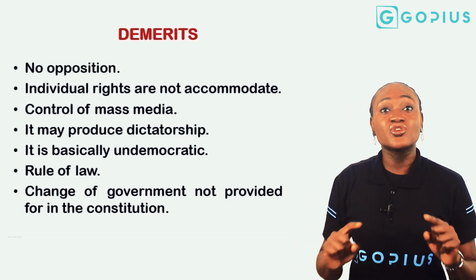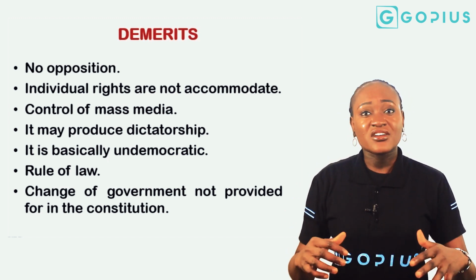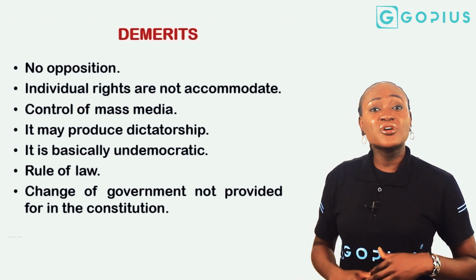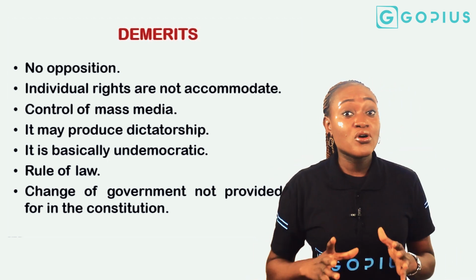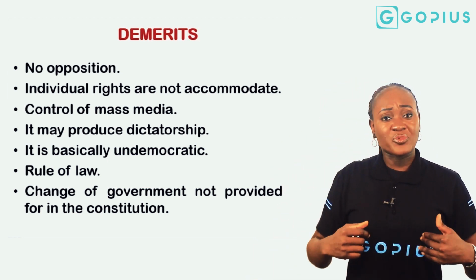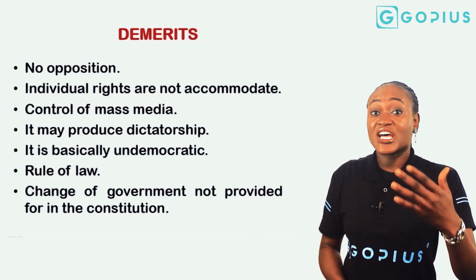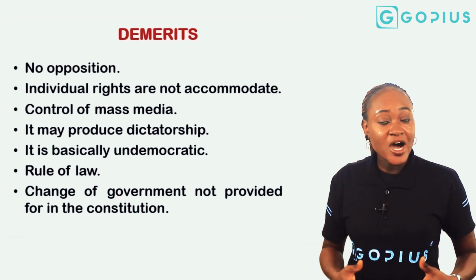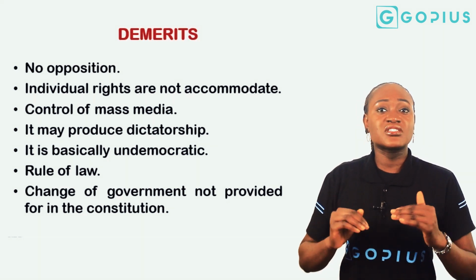One is that there is no opposition, there is no criticism, no constructive criticism, and individual rights are not accommodated. Of course, there is a control of mass media because just one party and no one else is out there to make corrections or to even challenge the political party in power. It may also produce dictatorship, and it is basically undemocratic.